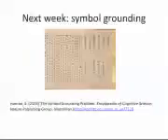Next week we'll be talking about symbol grounding, how it is that we ground the arbitrary shape of a symbol in the non-arbitrary shape of the thing that it stands for through sensorimotor categorization.